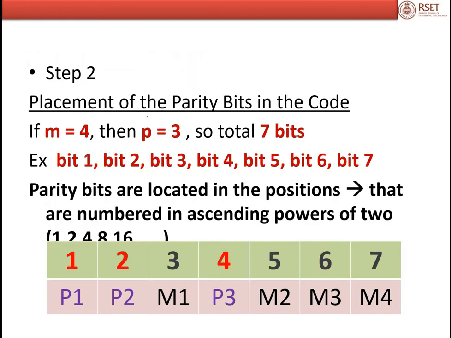So the next step is where to place these parity bits in the code which is to be transmitted. Same thing, number of information bits 4, number of parity bits 3, so totally 7 bits: bit 1, bit 2, bit 3, bit 4, bit 5, bit 6, bit 7. Usually the parity bits are located in the positions that are numbered in ascending powers of 2, that is 2 power 0 is 1, 2 power 1 is 2, 2 power 2 is 4, 2 power 3 is 8, 2 power 4 is 16, and so on.